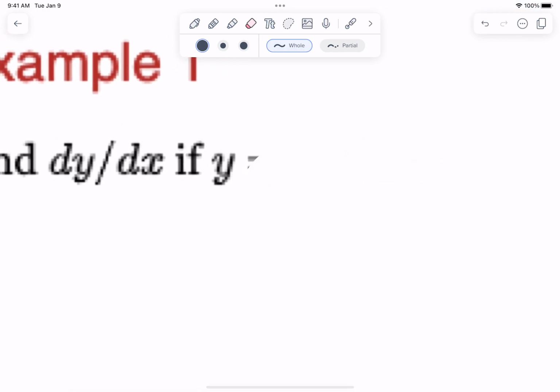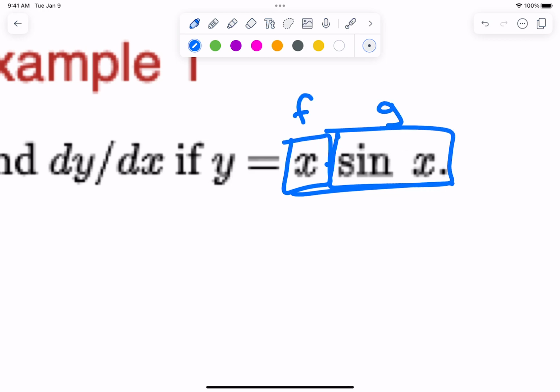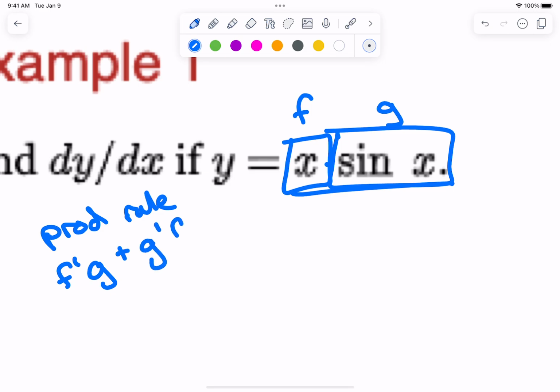This one, we're taking the derivative of x sine of x, which is technically a product, okay? So we have these two pieces. This one is f, this one is g. So we have to do the product rule. The product rule is f prime g plus g prime f.